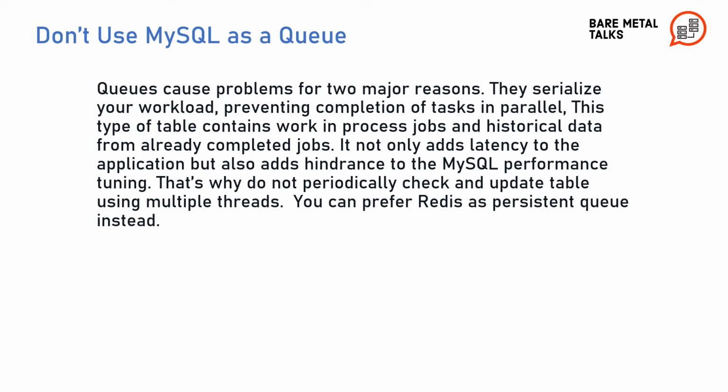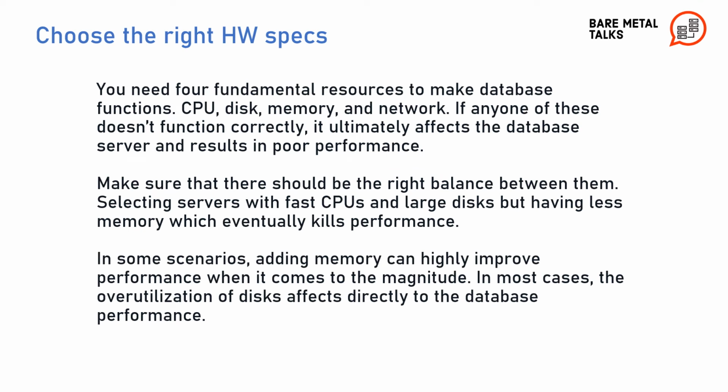Choose the right hardware specs. You need four fundamental resources to make a database function: CPU, disk, memory, and network. If any of these doesn't function properly, it ultimately affects the database server and results in poor performance. Make sure that there is a right balance between them.